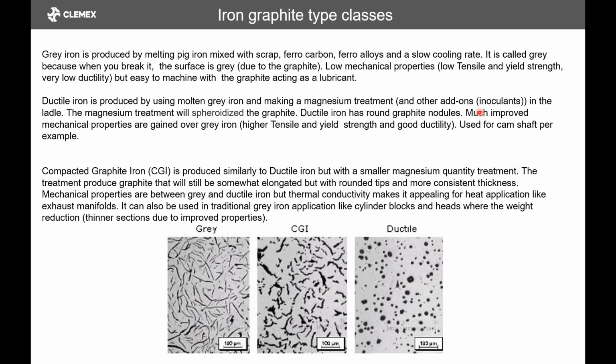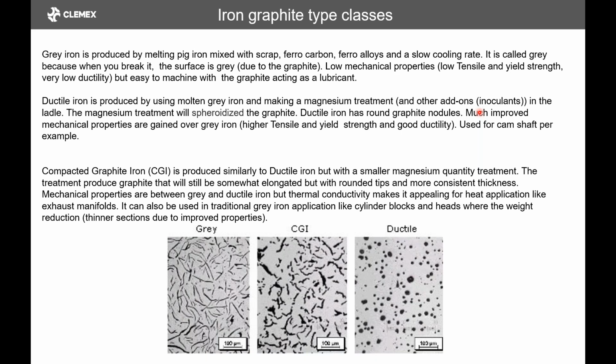Generally the properties with this are fairly low, fairly weak compared to the other material. So low tensile and yield strength, almost no yield strength actually, because it's so brittle. Very low ductility. But the benefit is that because of that graphite, it's quite good to be used in machining. When you're machining it, the graphite is acting as a lubricant.